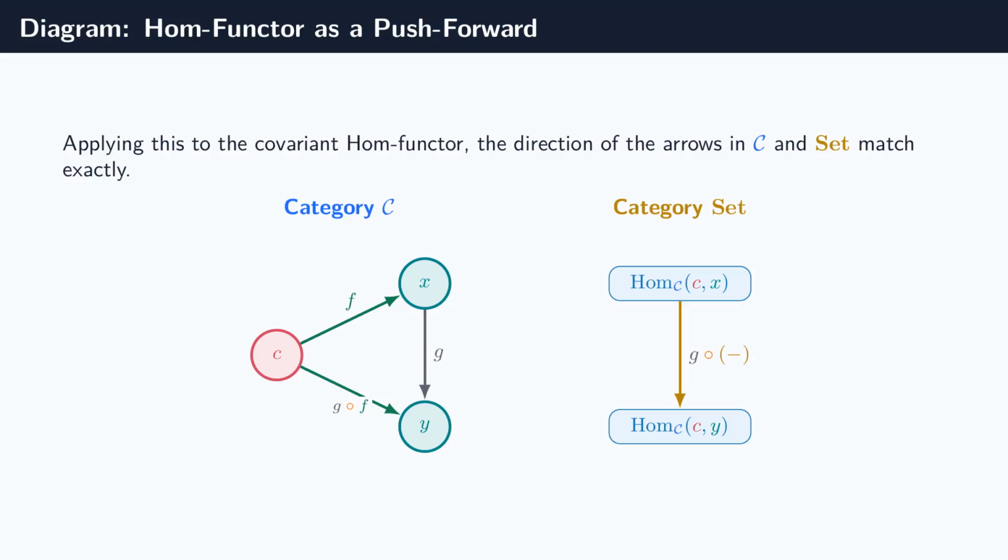Here the Hom-Functor acts as a push forward. The direction in C and the direction in Set match. An outbound arrow from C to X is pushed along g to become an outbound arrow from C to Y. If sieves felt like pulling arrows backward into C, cosieves feel like pushing arrows forward away from C.